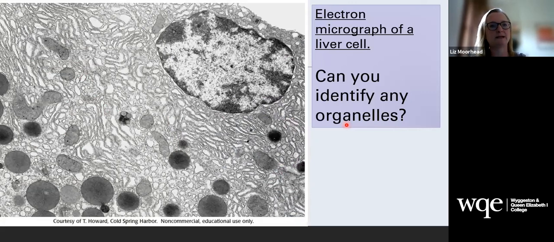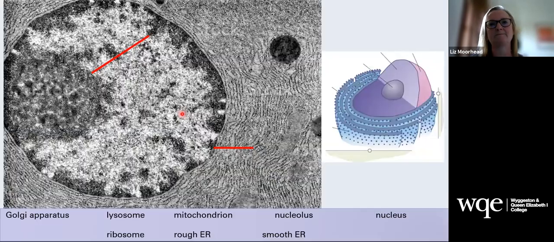Okay, so we're going to look now at some electron micrographs. So these are photographs taken by electron microscope of various animal cells. Okay, so if you look at this, all right, this is part of a liver cell. So this here shows the nucleus, right? You can see the mitochondria here, and then various organelles here, right? So you can see some of the rough endoplasmic reticulum here.